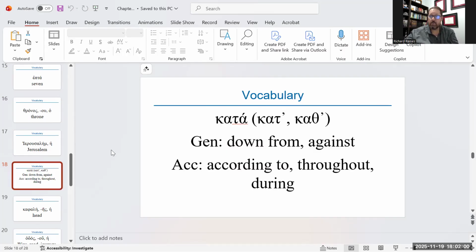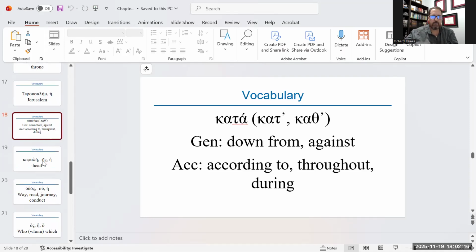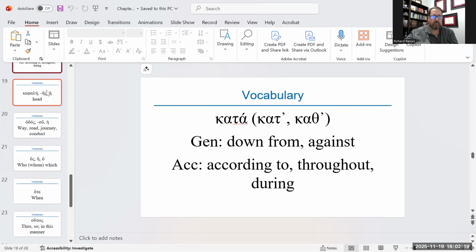Kata, you're going to see this word. This word appears a lot. In the genitive, it means down from or against, and in the accusative, according to, throughout, during. So you will see this word a lot in the accusative in the biblical text. You do see it in the genitive, though. It's not one of those words that shows up most of the time in one case. It shows up in both cases, but in the biblical translation that I've done, when I came across kata, it was in the accusative.